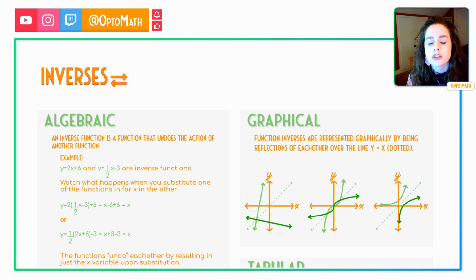This example has two given equations where we know they're inverses of each other. That's y is 2x plus 6 and y is 1/2 x minus 3. So we're going to look and see what happens when you substitute one of the functions into the other. So putting an entire function in for x into both equations. So we have the first equation, y equals 2x plus 6, but instead of writing x, we wrote the entire function, 1/2 x minus 3.